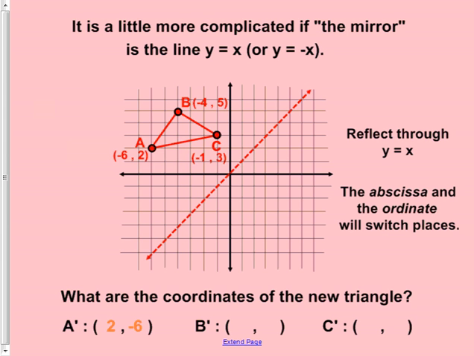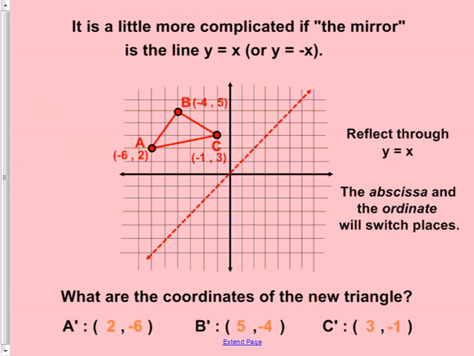How about B prime? Well, have a look at point B. Where's point B at? Obviously, -4, 5. It's labeled in the picture. So what will the coordinate of B prime be? The abscissa and the ordinate are going to switch positions, so we're going to have 5, -4. Okay, how about the location of C prime? Well, look at point C. C prime should be at 3, -1.